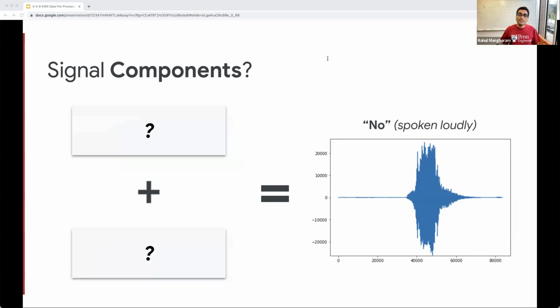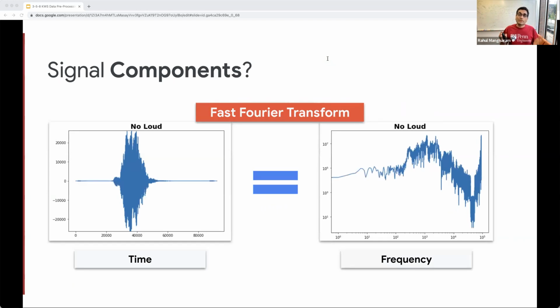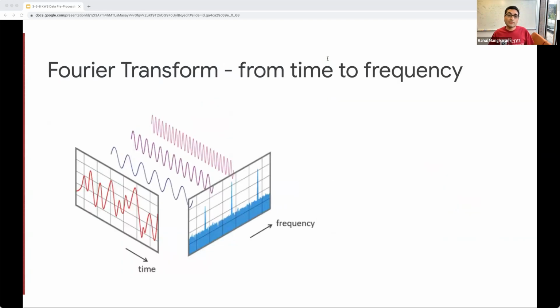So what I'm hinting at is that if we look at a keyword like this, what does the decomposition look like? What are the fundamental frequencies that are all sitting inside that signal? If we can extract that, then perhaps regardless of how loud or how quiet it is, we can actually get a sense of the same word. That's where Fourier transforms come in.